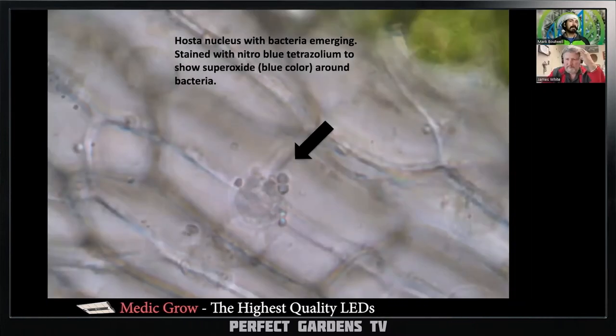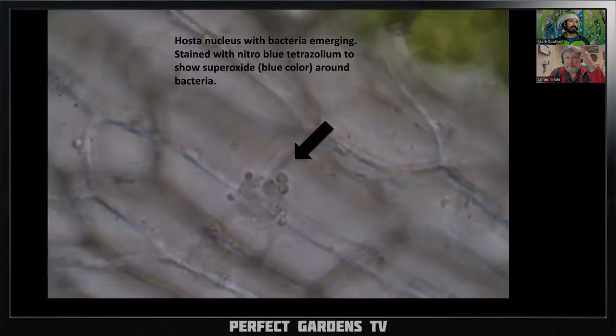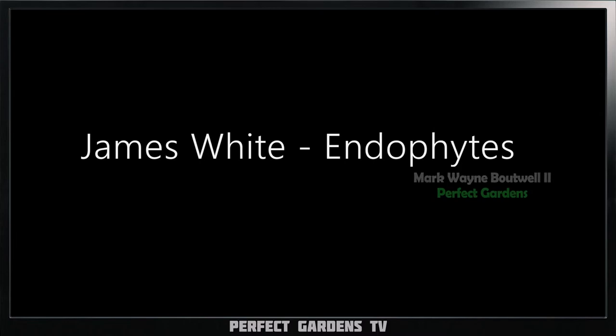Why do we give supplemental CO2 then when the bacteria, right after it gets produced out of the nuclei, starts to secrete nitrogen? Please welcome James White back onto the channel to talk about endomycorrhizae.